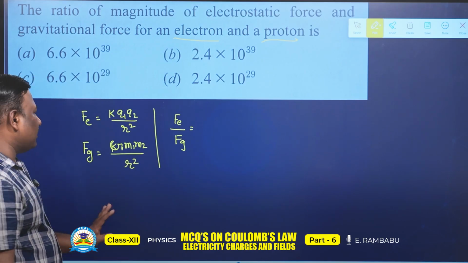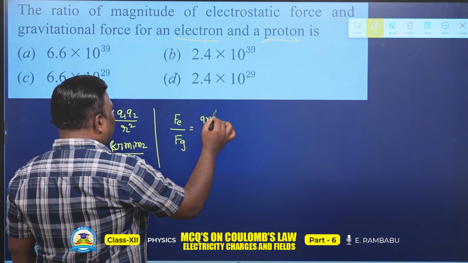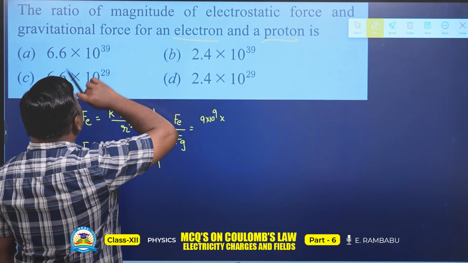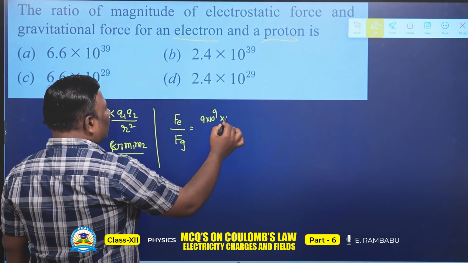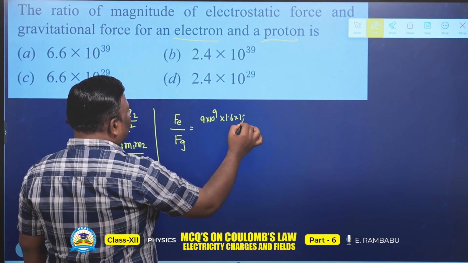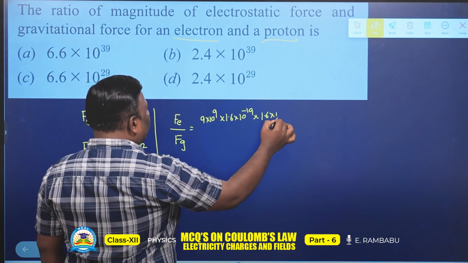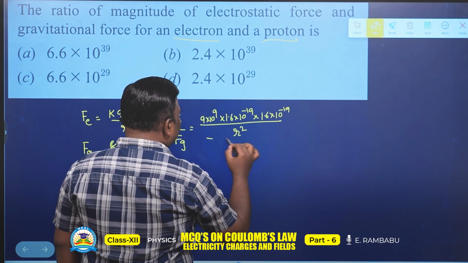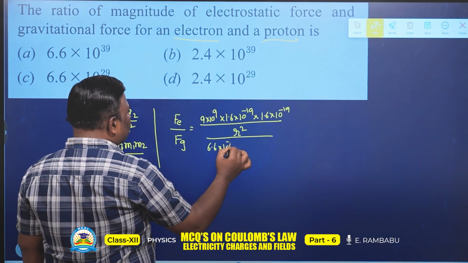Distance is same, it is cancelled. It is k, 9 into 10 to the power 9, into q1. Q1 is the charge of what are the two terms? Electron, 1.6 into 10 to the power minus 19. Next, the charge of proton, same 1.6 into 10 to the power minus 19, divided by distance square, divided by the g value 6.6 into 10 to the power minus 11.